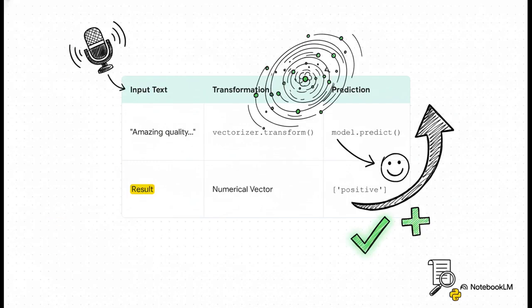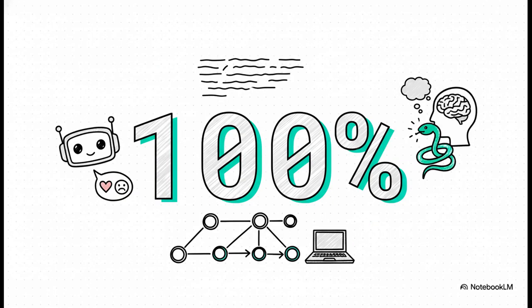And here's the fun part, the payoff. We can take a totally new sentence, something the model has never seen, like "amazing quality and great value." We give it to our model, it does its thing, and bam, it predicts positive. It works. And that's it. Look at that. With just a few lines of Python code, we've just taught a machine to understand human sentiment. I mean, how cool is that? It really shows you how easy it is to just get started with this stuff.